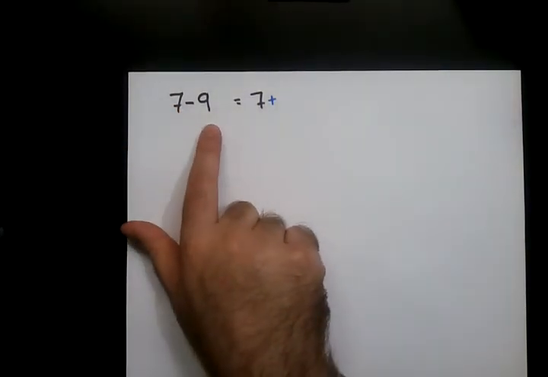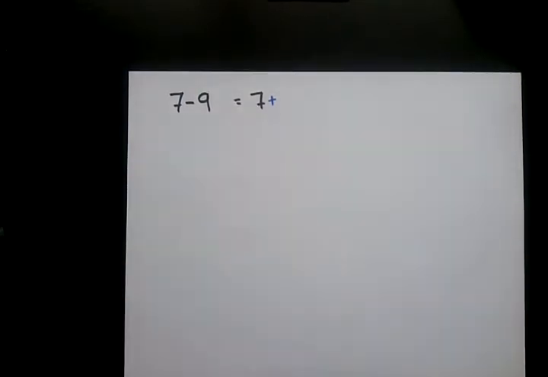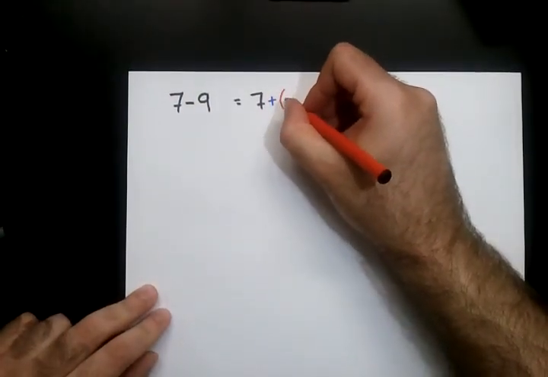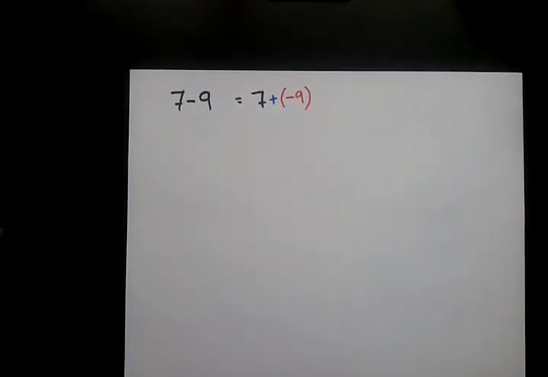Now don't forget, this number, the 9, is right now a positive 9. This minus belongs to the subtraction operation. Thus, the opposite of positive 9 is -9.